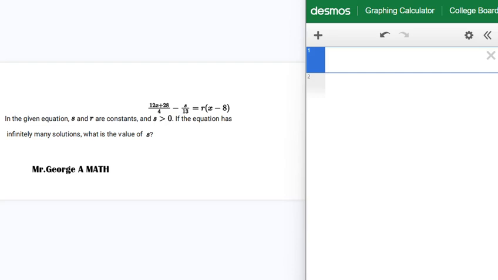Hi guys, here is another question. It gives us two equations. We solved one like this before, and we need to find the value of s. We got two equations right here.